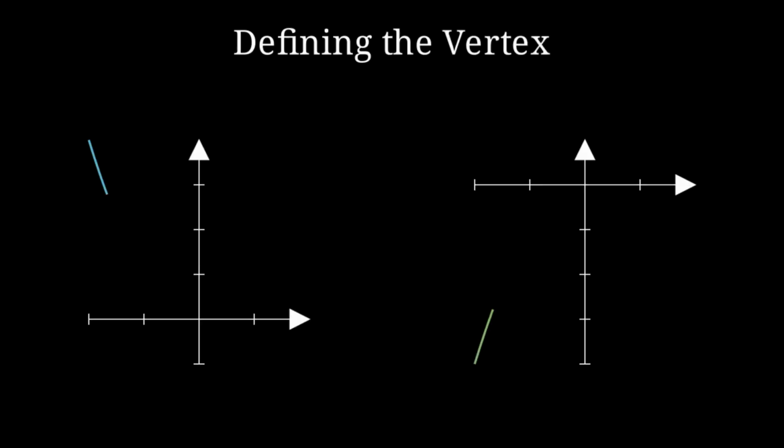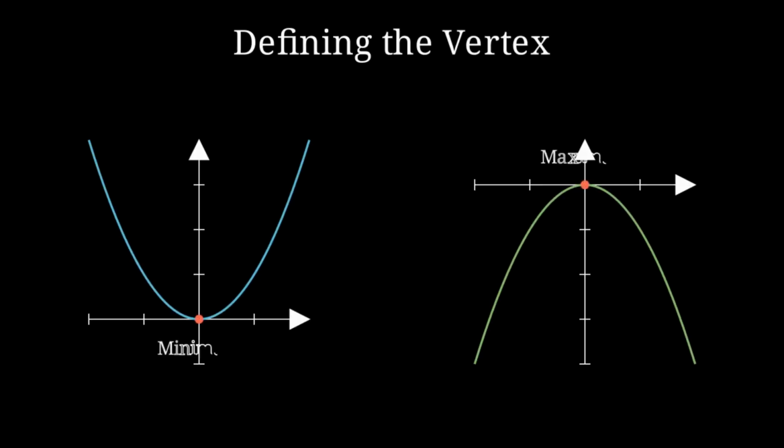The vertex represents the absolute highest or lowest point on a parabola. It is the specific coordinate where the graph changes direction from increasing to decreasing, or vice versa. We represent this unique point with the coordinates h and k.